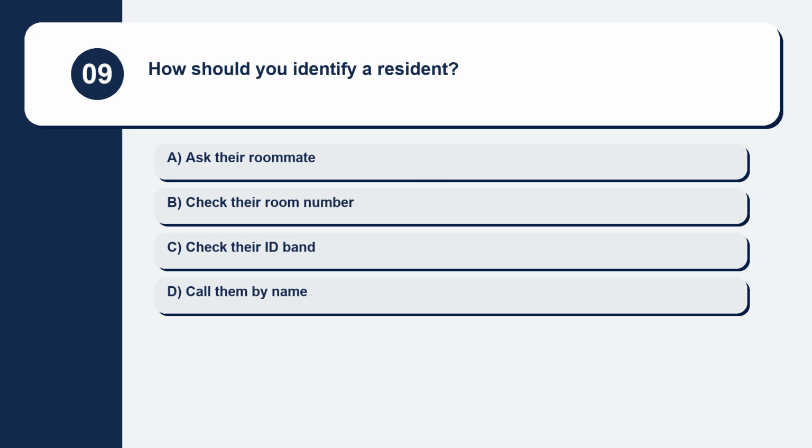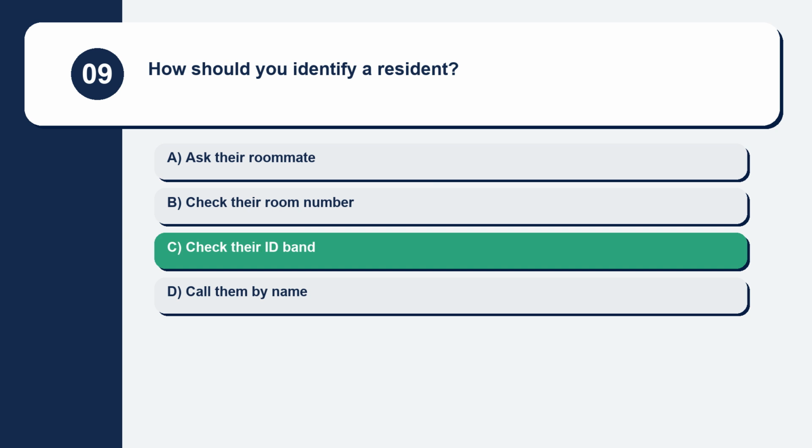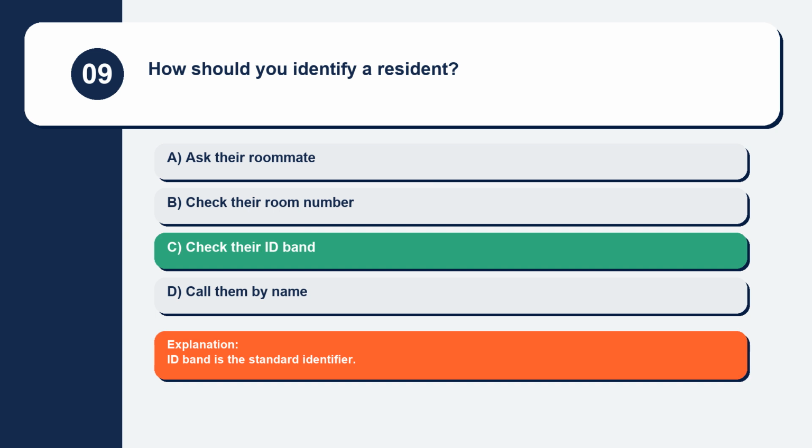Question 9. How should you identify a resident? Ask their roommate, check their room number, check their ID band, call them by name. ID band is the standard identifier.